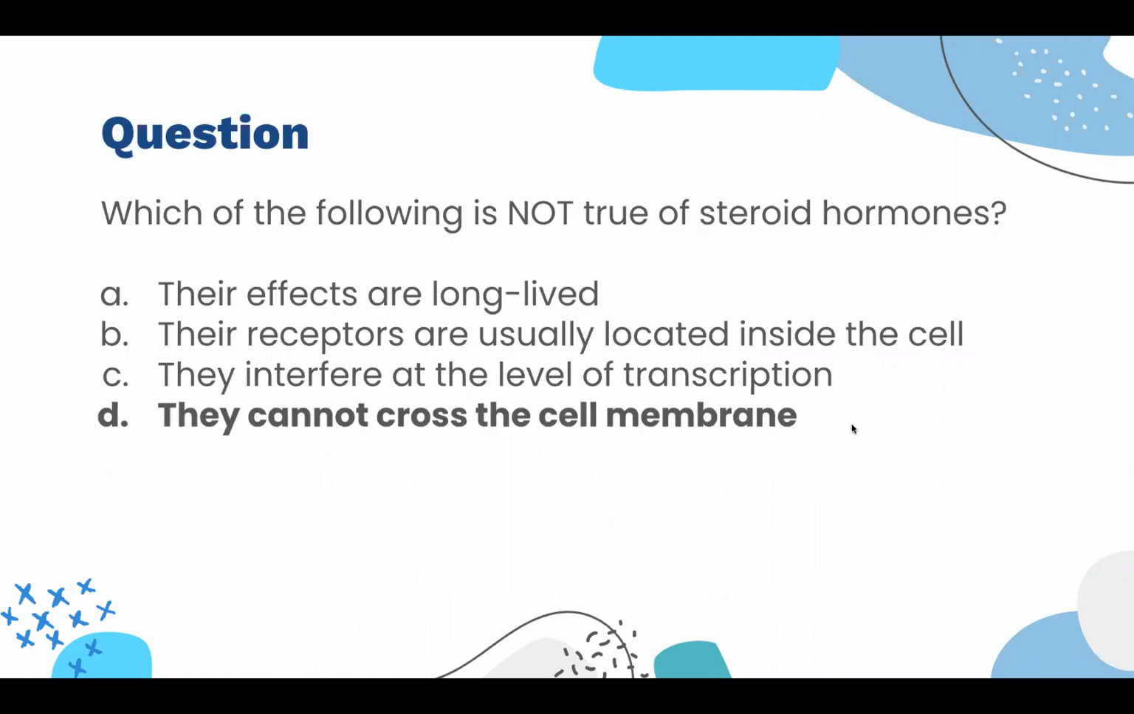So the answer is D. Steroid hormones are slow acting, but their effects are very long term. Like I said, they bind to a receptor inside the cell to create the hormone receptor complex, which directly changes transcription. And since they're derived from cholesterol, they can easily cross the cell membrane.